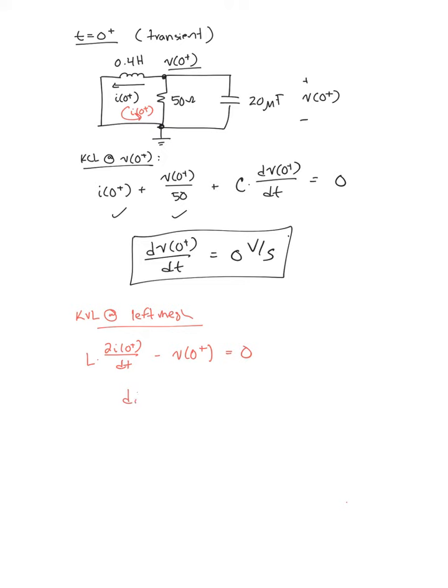So therefore we can describe di/dt equals V at time 0 divided by L, which works out to be 10 amps per second.